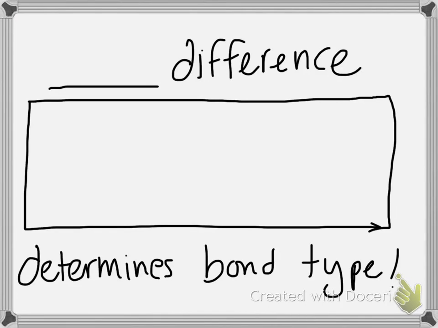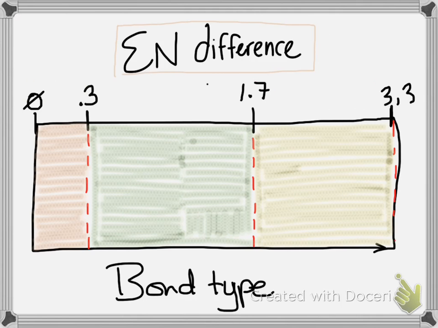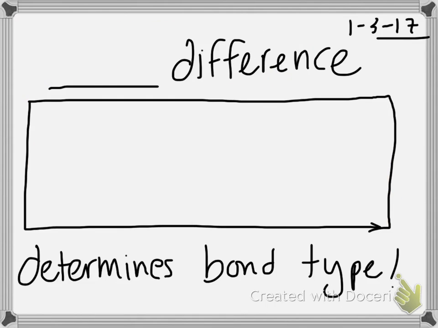Okay, so this is our little review session here. Today is 1-3-17. That's weird. So we said electronegativity difference determines bond type. We've got some numbers that we filled in, and we want to know a little bit more about what those numbers dictate.